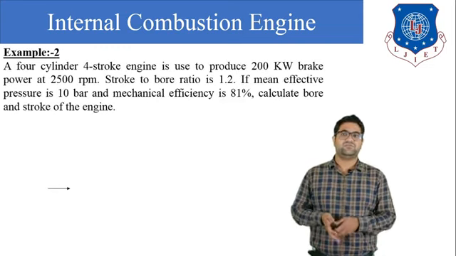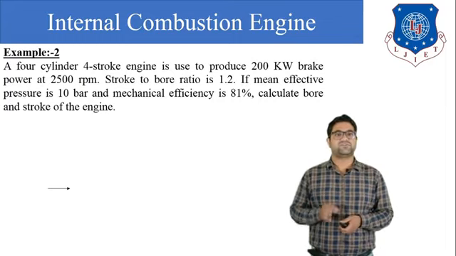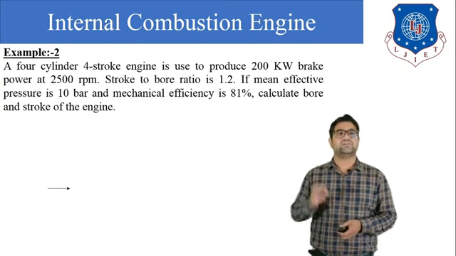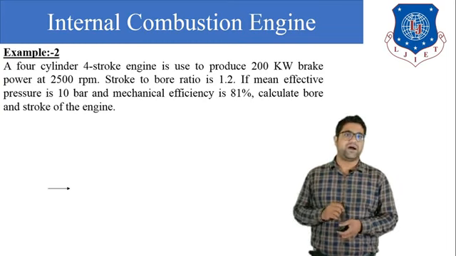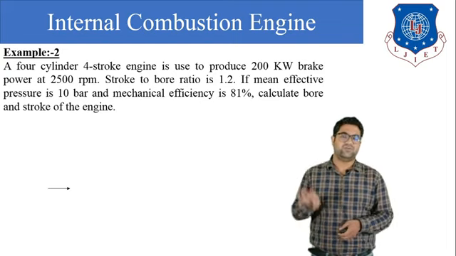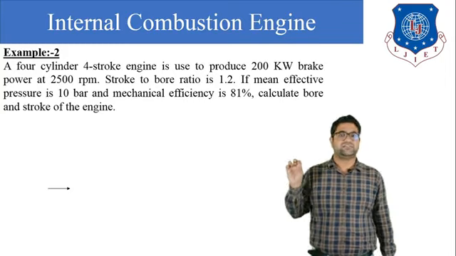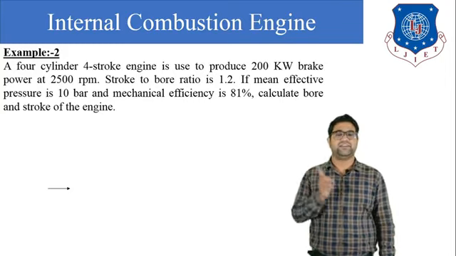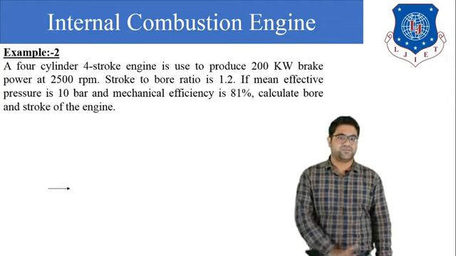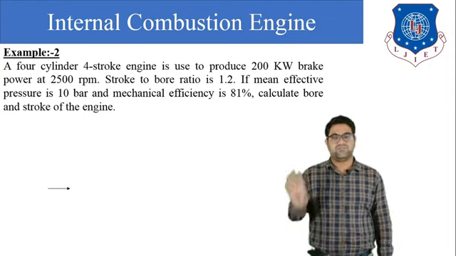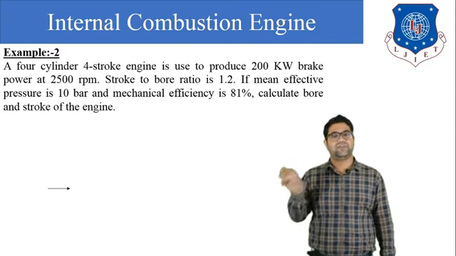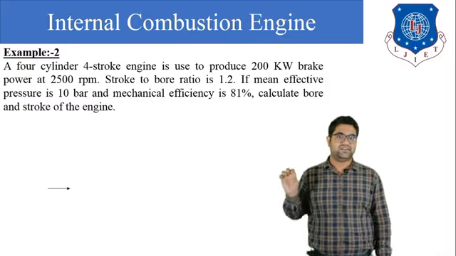Now we are going to the second example. A four cylinder 4-stroke engine is used to produce 200 kilowatt of power at 2500 rpm. Here you have to understand that the total number of cylinders is 4, so the number of cylinders is changed. In the previous example there was only one cylinder, but the engine was 4-stroke. Here there are total 4 cylinders and the engine is 4-stroke. So here we have to multiply by 4, so we can easily understand.